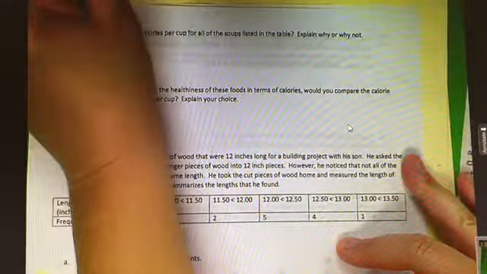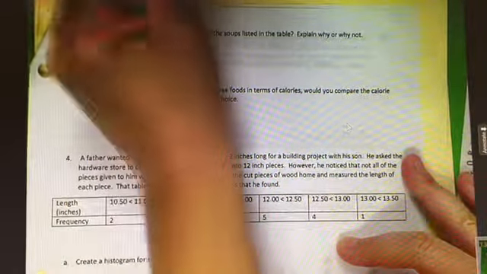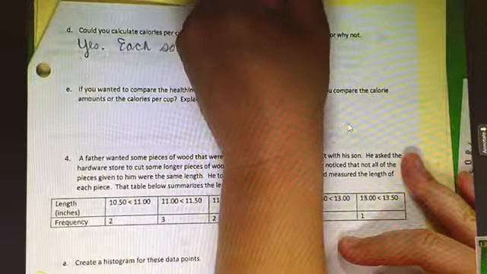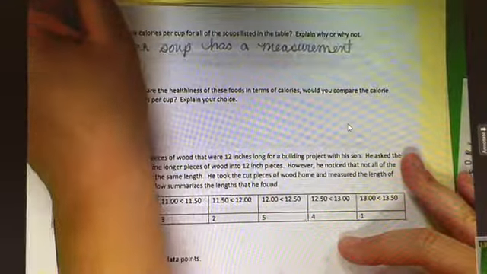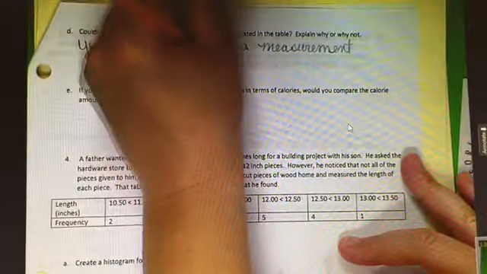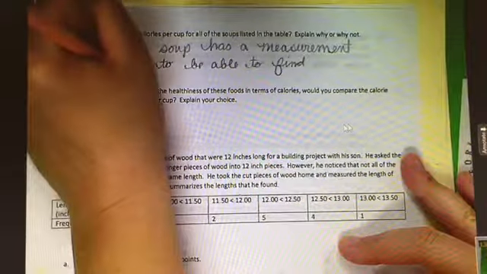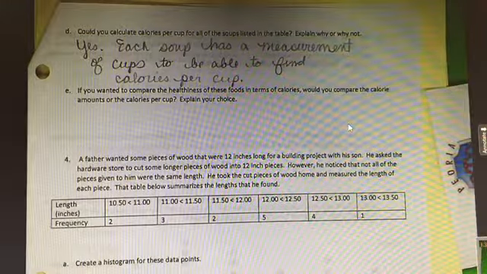So yes, for this one we could. Each soup has a measurement of cups to be able to find calories per cup. Because each of those are measured in cups, we can find calories per cup.